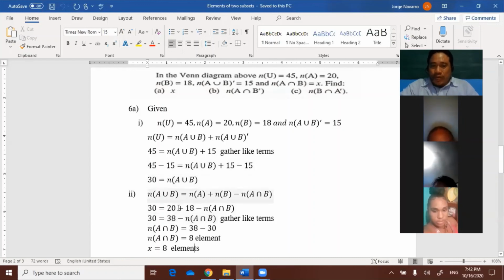Because you have 30 equals 38 minus the number in A intersect B. When you gather like terms, right? You take the total, the 38 that you know you're supposed to have, and you minus 30. So 38 minus 30 gives me 8. So X is 8.